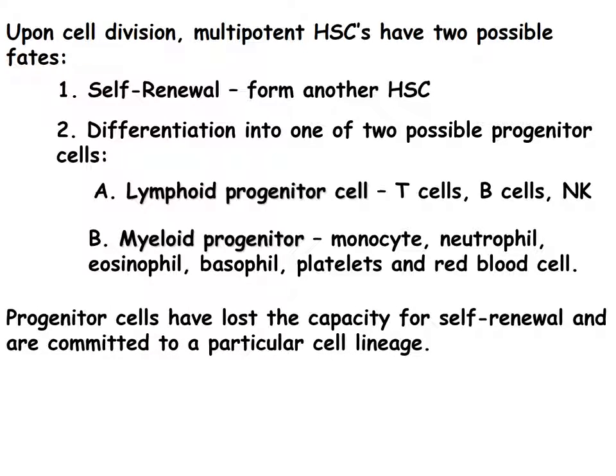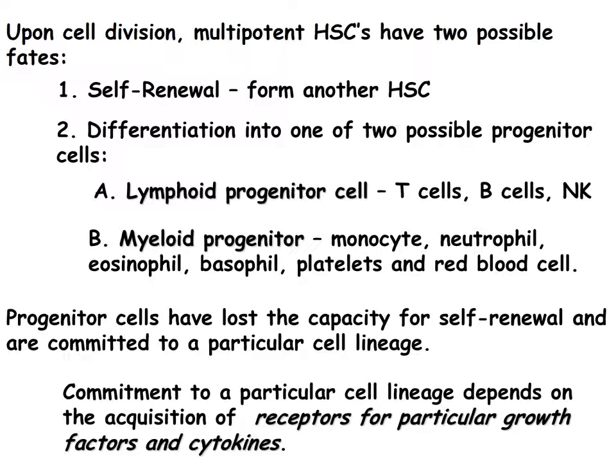Now, the progenitor cells have lost the capacity for self-renewal, and so they are committed to forming one of those cells. And commitment, of course, to a particular cell lineage, depends on what receptors they are expressing and what growth factors and cytokines are present in the environment or have been sent to the bone marrow, signaling they need more than one particular type of cell.